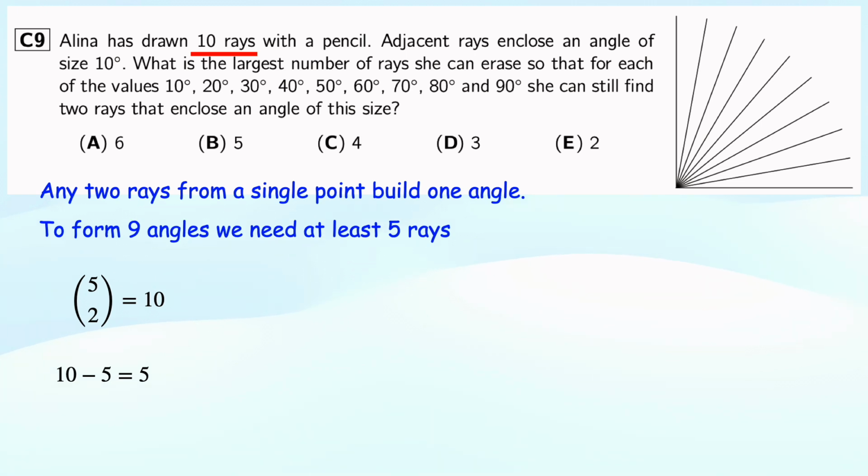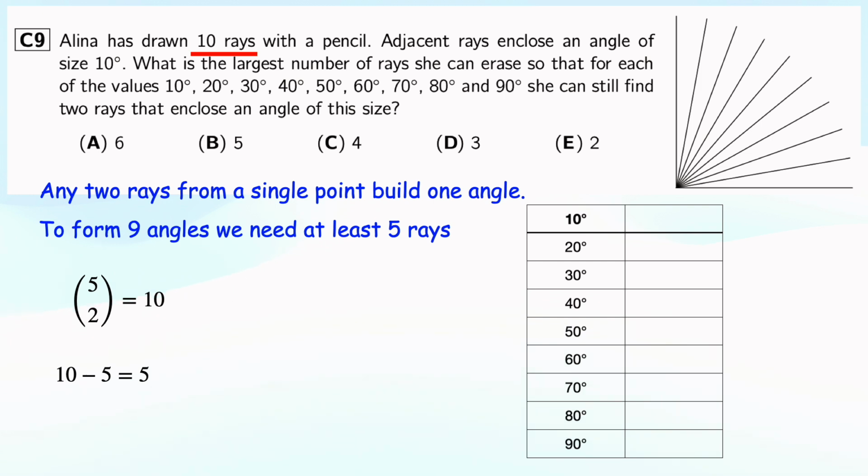But anyway, now let's test which 5 rays can form all 9 angles. I list a table so that we can tick away each angle when we find it. We know that 90 degrees is the largest angle, so we need 2 rays that are 90 degrees apart, meaning they start from the same point. So we tick away the 90 degrees because we already found it.